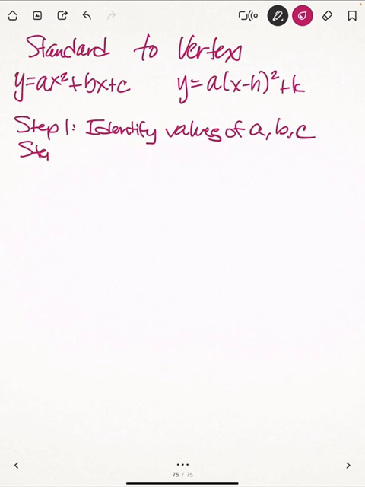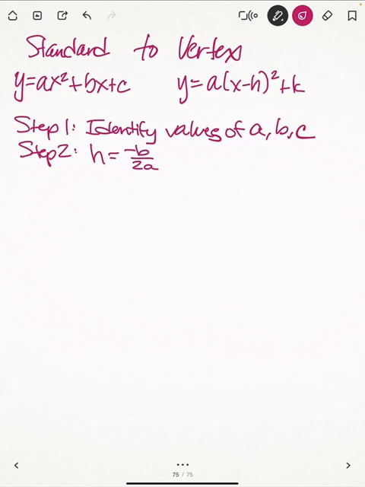Step 2, we're going to have a new variable called h. And the way we're going to find that h is we're going to say negative b over 2a. All right? So we're going to set it up as we're going to take the b we found in step 1 and the a we found in step 1 and divide the negative or the opposite version of our b by 2 times a, and that will give us our number.